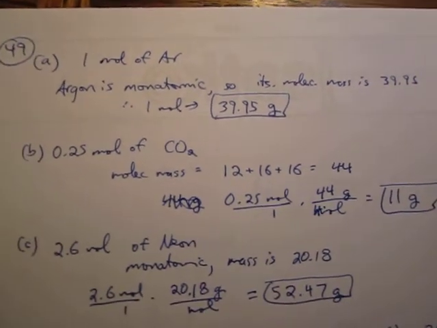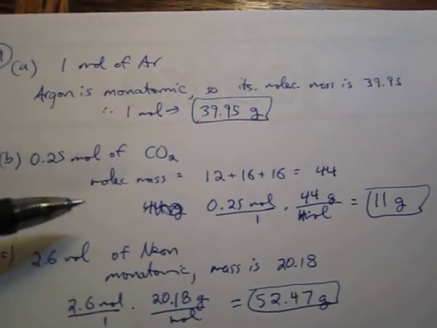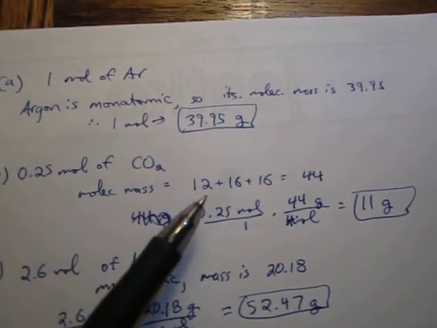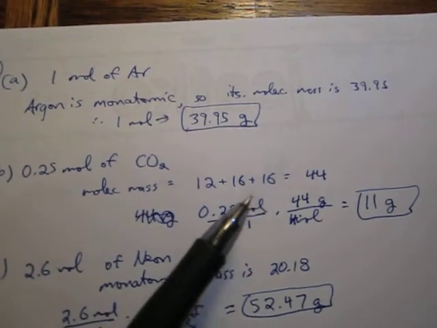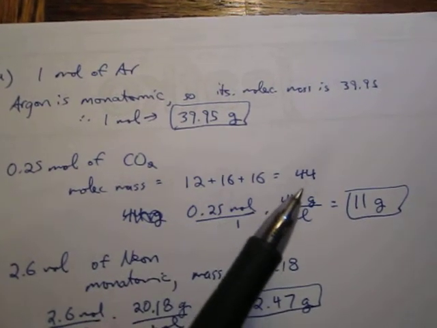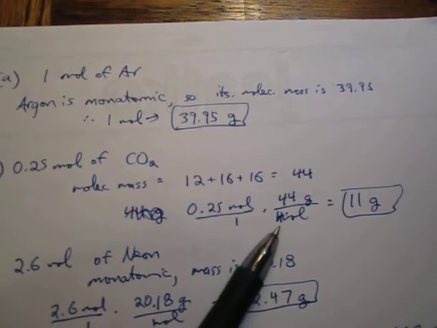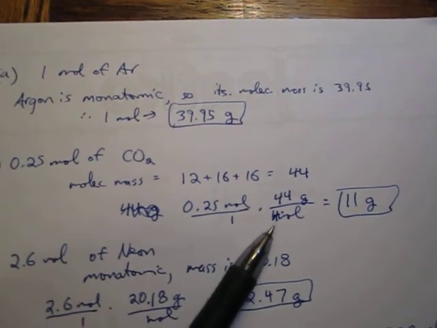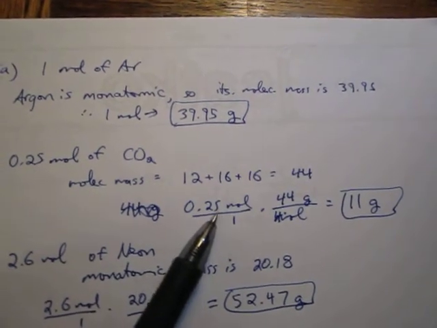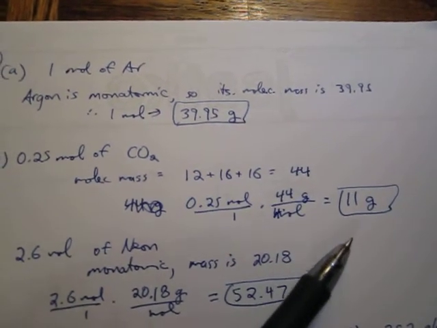Part B asks about a 1/4 mole of carbon dioxide. So first we count up the molecular mass. We have a carbon and 2 oxygens, so 12 plus 16 plus 16. You can be more precise and use the exact number given in the periodic table, but it'll come out pretty close to 44. Now what that means is 44 grams per mole of carbon dioxide. We're dealing with a 1/4 of that, so a 1/4 of a mole times 44 grams per mole gives a mass of 11 grams.